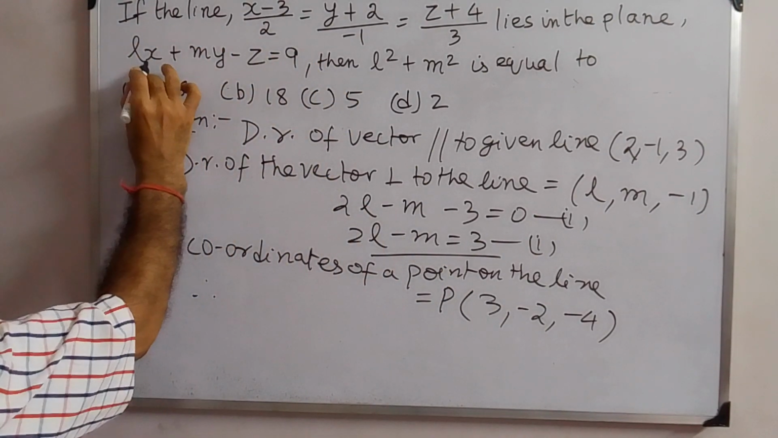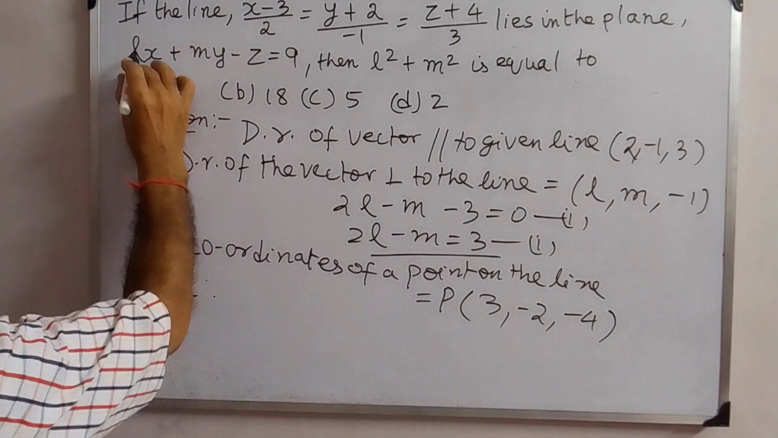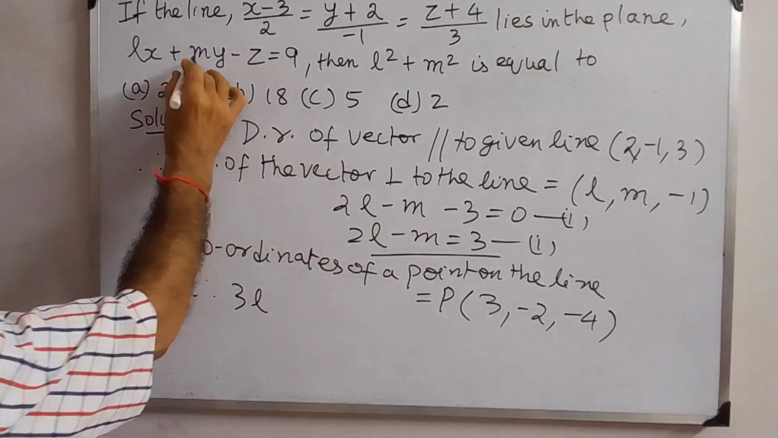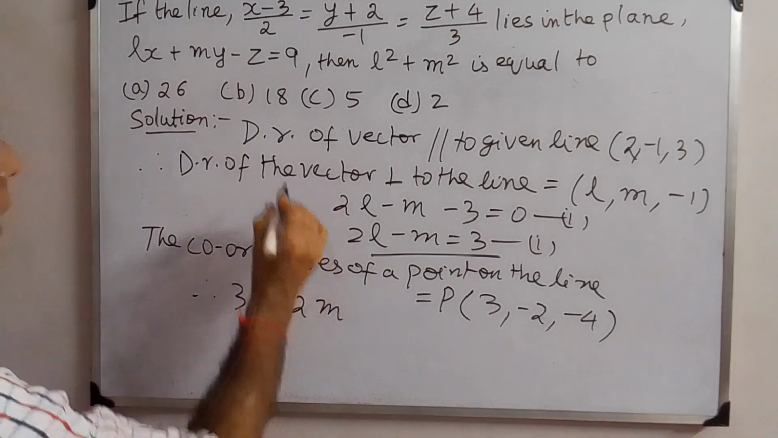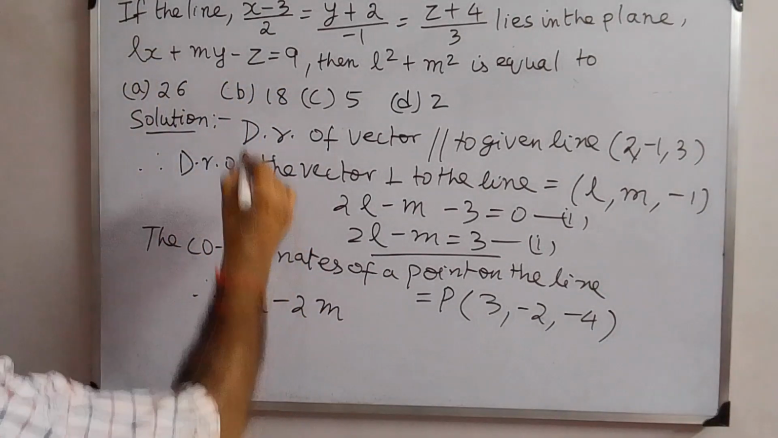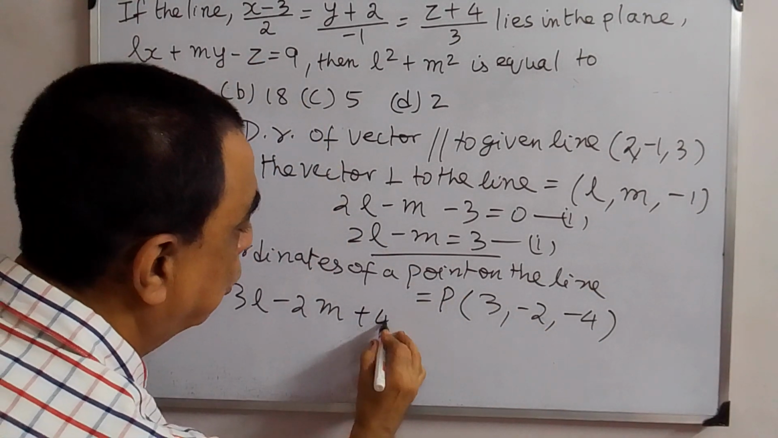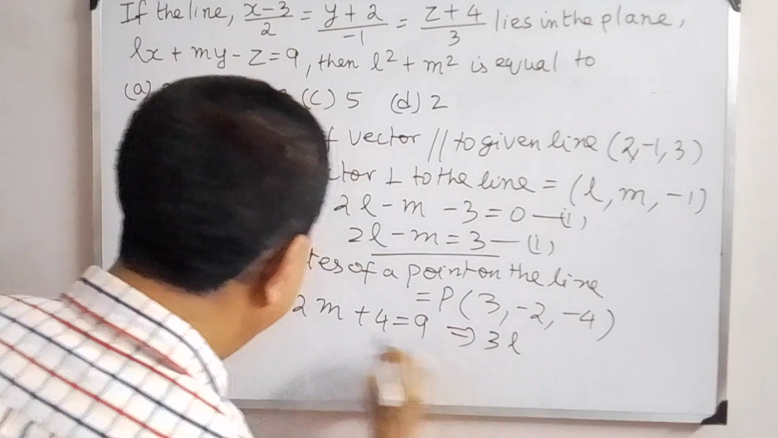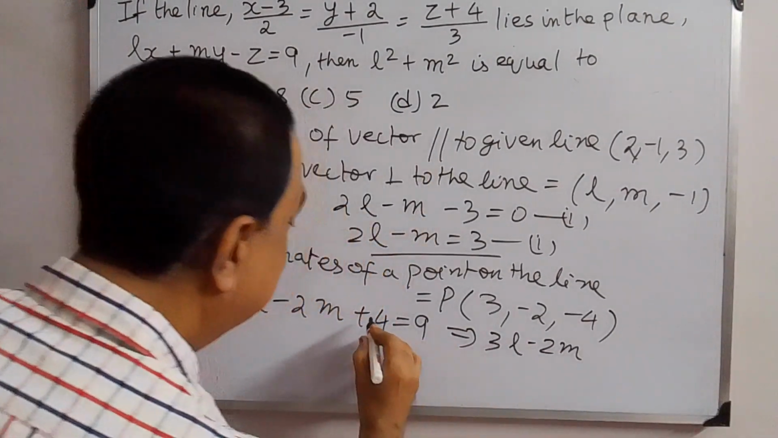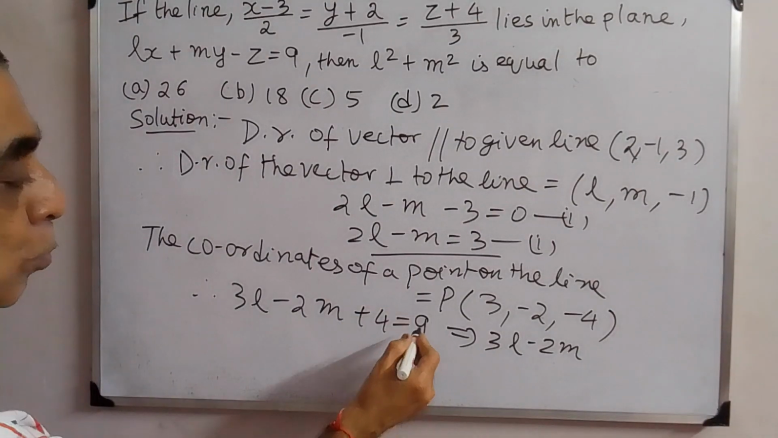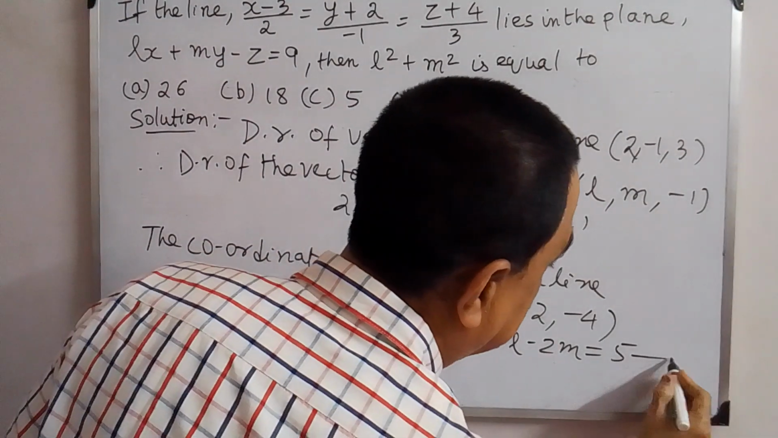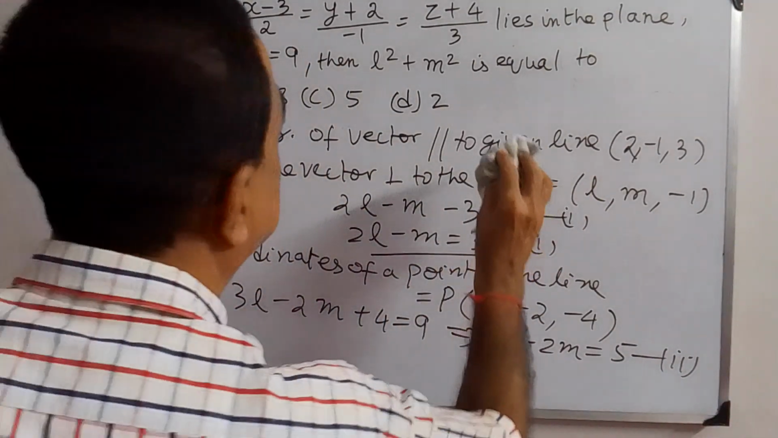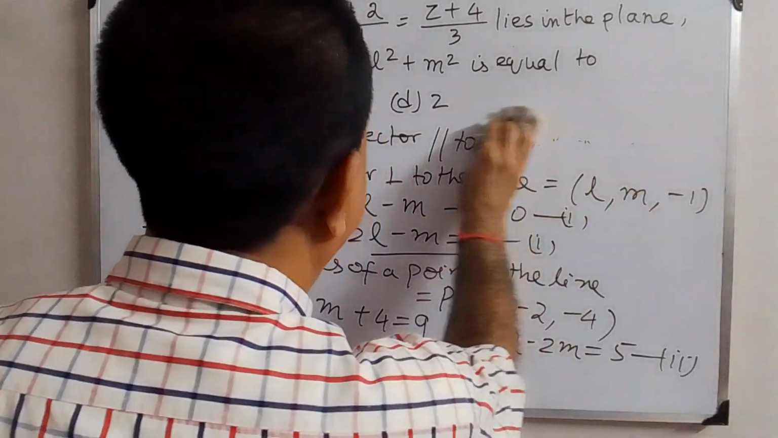In place of x we will write 3, so 3 into L, 3L. And in place of y we will write minus 2, so minus 2 into m is minus 2m. And in place of z I will write minus 4, so minus into minus 4 is plus 4, equals 9. And from here we get 3L minus 2m equals 9 minus 4, which is 5. So this is the second equation in terms of L and M, and we'll solve these two equations.